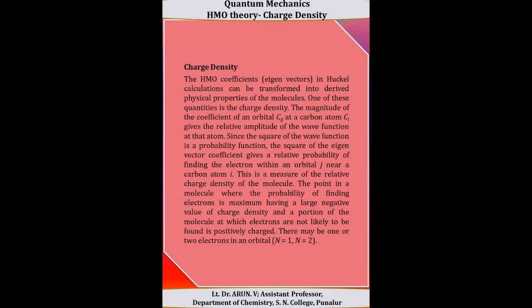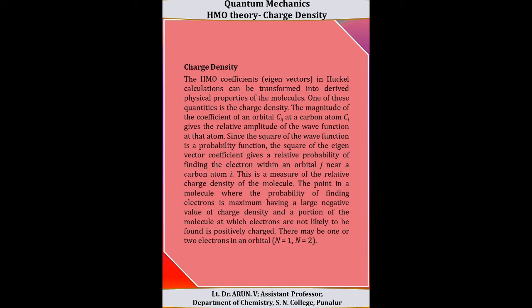The magnitude of the coefficient of an orbital, that is Cij, at a carbon atom Ci gives a relative amplitude of the wave function at that atom. Since we know that the square of the wave function is the probability function, the square of the eigenvector coefficient gives the relative probability of finding the electron within an orbital j near the carbon atom i. This is a measure of the relative charge density of the molecule.